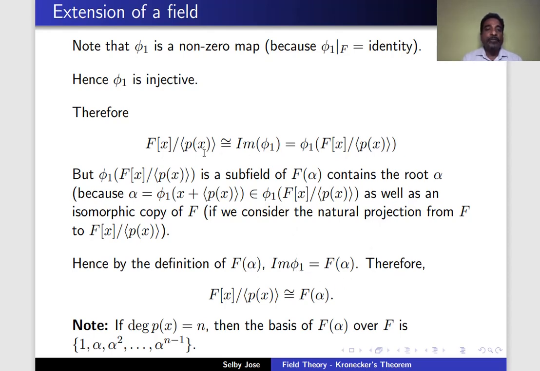So therefore, F[x] mod the ideal generated by p(x) is isomorphic to the image of φ1, and the image of φ1 is the same as F(α). Therefore, F[x] mod the ideal generated by p(x) is isomorphic to F(α).